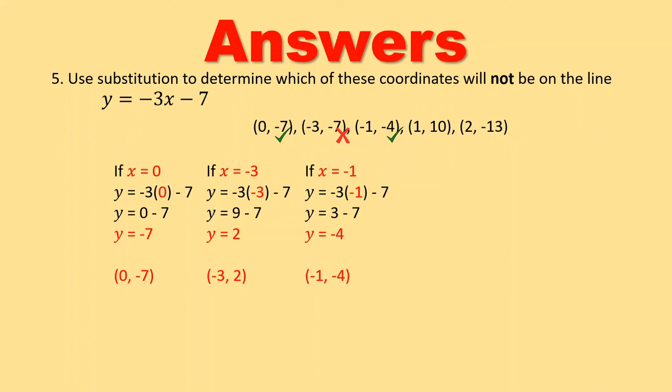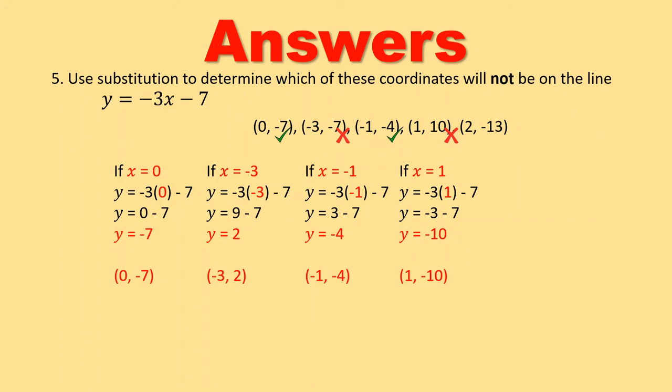Next, if x is equal to positive 1, y will be equal to negative 3 times 1 minus 7. That's negative 3 minus 7, which is negative 10. So the point 1, comma, negative 10 is on the line. Be very careful with your signs here. These coordinates may look the same, but 1, comma, 10 is not the same as 1, comma, negative 10.